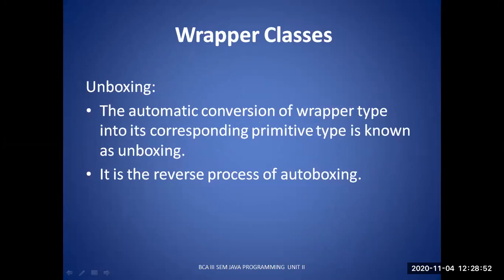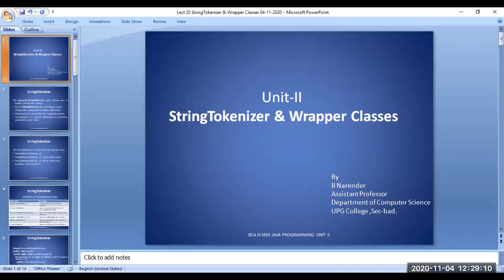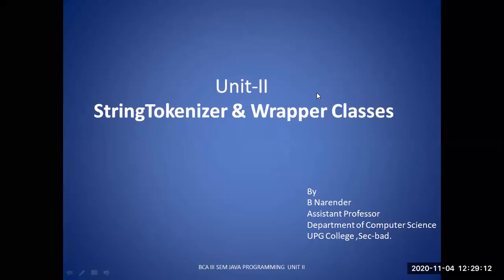Next, we have unboxing. Unboxing is nothing but the automatic conversion of a wrapper type into the corresponding primitive type. So the reverse process of autoboxing is called unboxing. So this is about string tokenizers, wrapper classes, plus all the concepts and methods which are part of the StringTokenizer class.